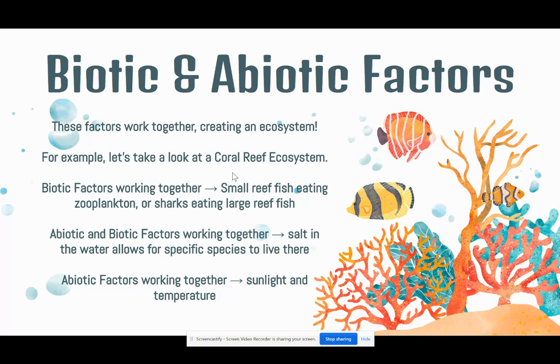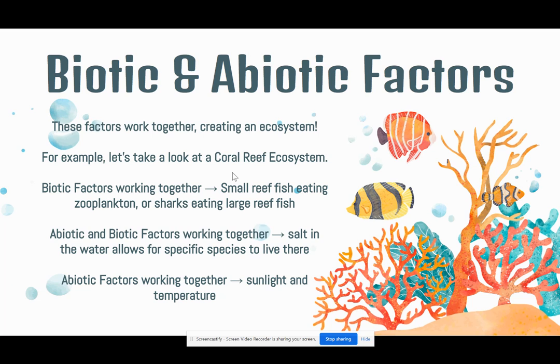So those biotic and abiotic factors are interacting together, right? Which creates an ecosystem. So we're going to take a second and we're going to look at a coral reef ecosystem. So we have our biotic factors interacting together, right? The small fish are eating things like zooplankton, right, which are producers. And then we have the sharks eating the large reef fish, right? Those are interacting together, almost like a little mini food chain. I'm sure you guys have talked about those, right? Zooplankton would be the producers. The small reef fish would be the primary consumer, and so on and so forth, with the shark being the top consumer or the apex predator.